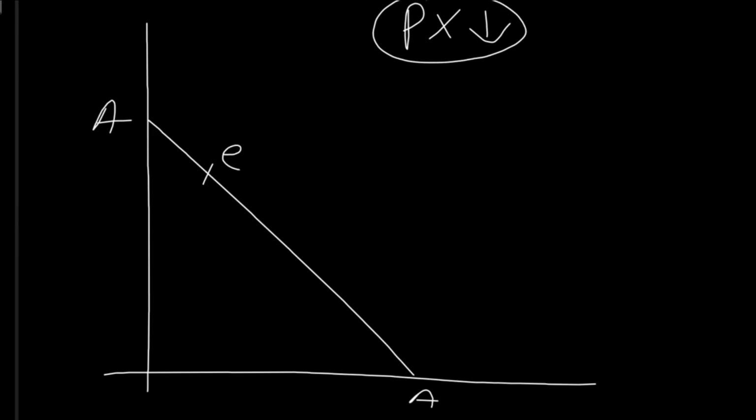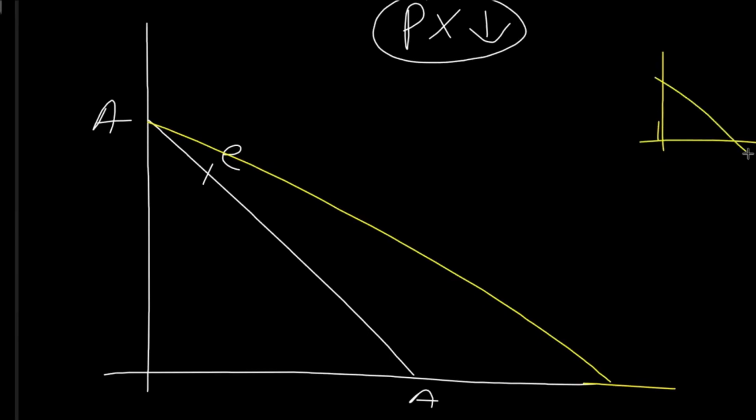If now there is a fall in price of x, then the budget line will shift like this. Okay, this is the price effect. When the budget line shifts pivotally, it is basically the price effect. And whenever there is a fall in price of x and we want to show the substitution effect, then we basically shift the budget line like this.